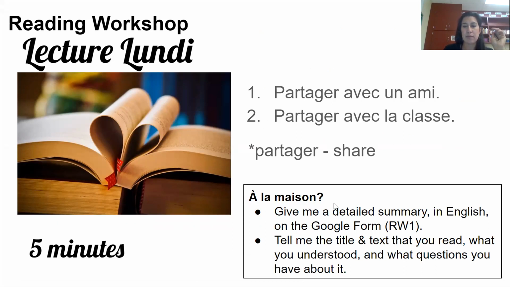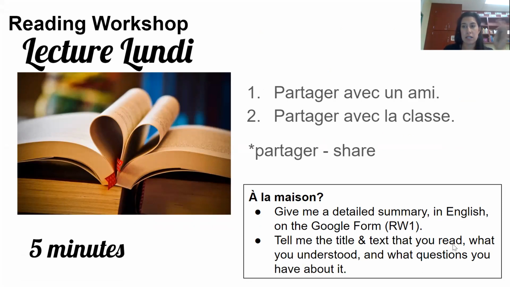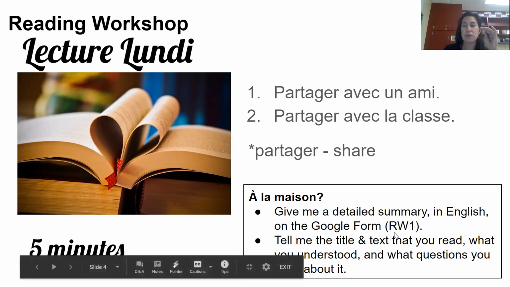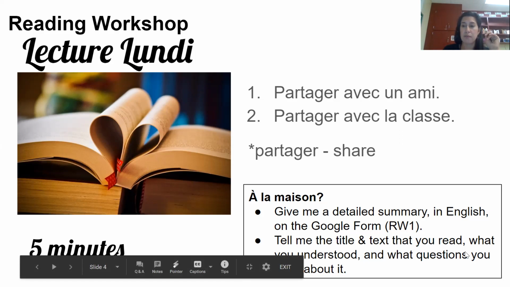So if you are working à la maison, which you are because you're watching a video, then I want you to give me a detailed summary in English on the Google form. So in the RW1 box, this means you need to tell me the title and the text that you read. So it's not enough actually even just to say Cinderella. The title is in French, Cendrillon. Where was it from? Was it from the PDF on the Google Drive, or was it from the Fable Cottage? So tell me the text, and some people have been telling me the name of the author too. Wonderful, tell me the author if you can find that.